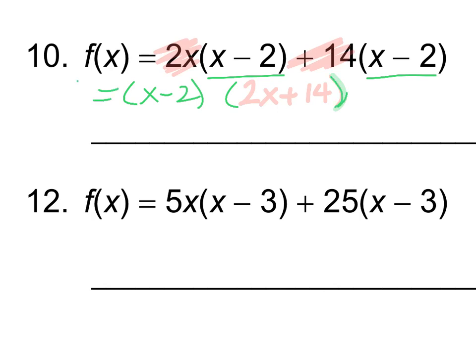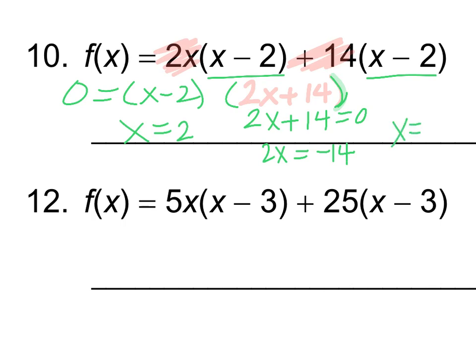If we set them equal to 0, our first one's pretty easy, x equals 2. But our second one might be more difficult, so we could just say 2x plus 14 equals 0, and we can solve that by subtracting the 14. So we end up with 2x equals negative 14, and then we divide by 2, so that means x equals negative 7. So our answers here are x equals negative 7 and x equals 2.